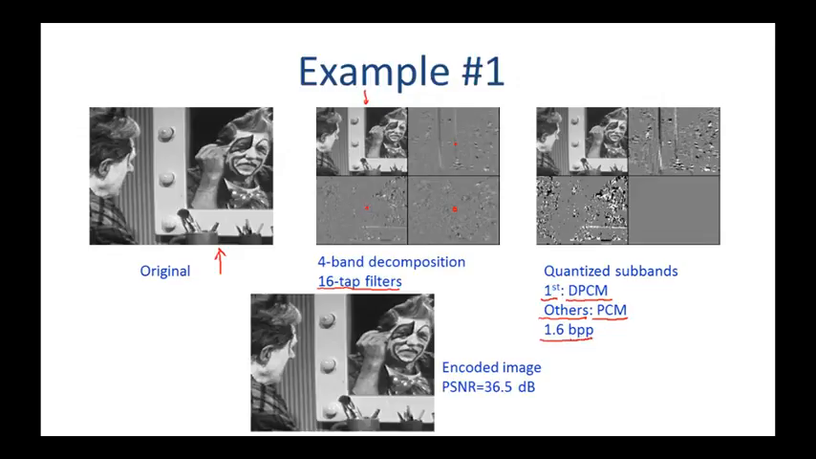And the rate was 1.6 bits per pixel. So here is the resulting encoded image. The PSNR is 36.5 dB, so it's definitely of high quality. As I mentioned, anything above 30 dB represents a very close representation of the reconstructed image, very close to the original one.